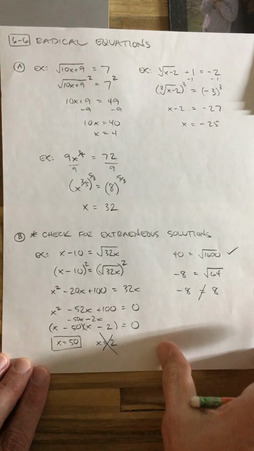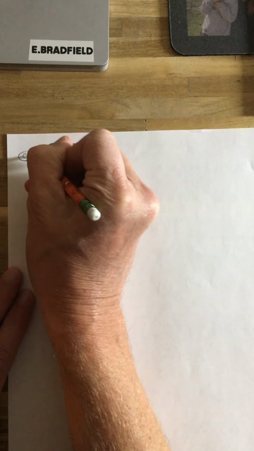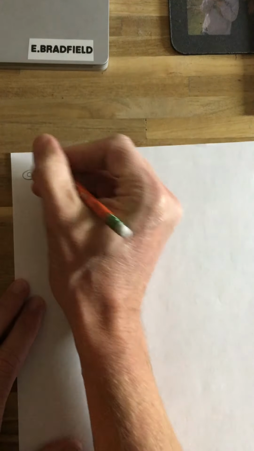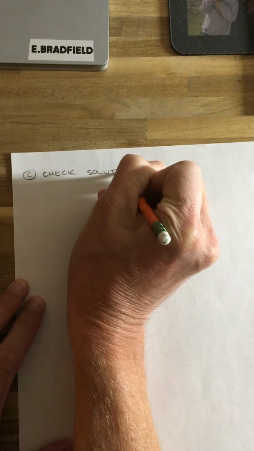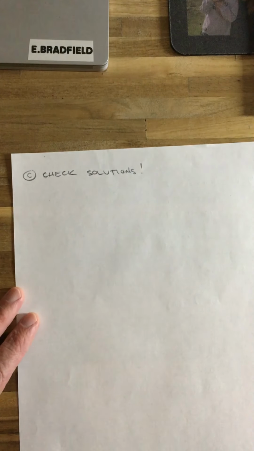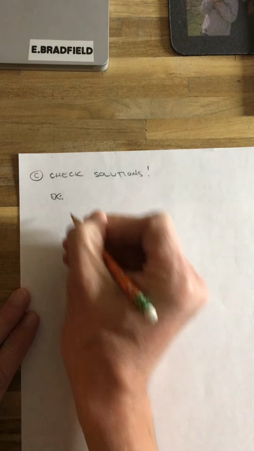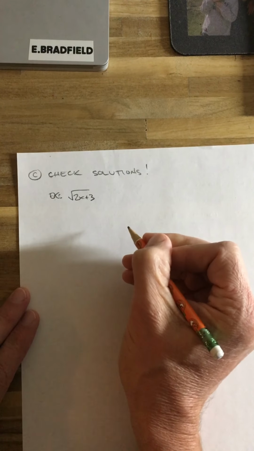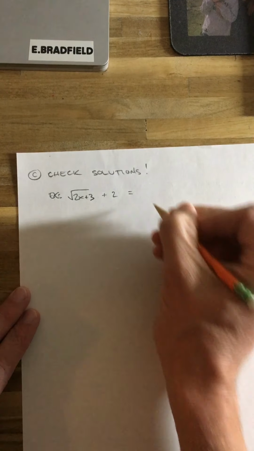All right, we're going to do one more example. This guy's a monster. This one's insane. All right, let's do part C. Here's my example, and we're going to check again for extraneous solutions. So I'll put a little reminder here, check solutions. Okay, here it is. Example. We have the square root of 2x plus 3 plus 2 equals the square root of 6x plus 7.